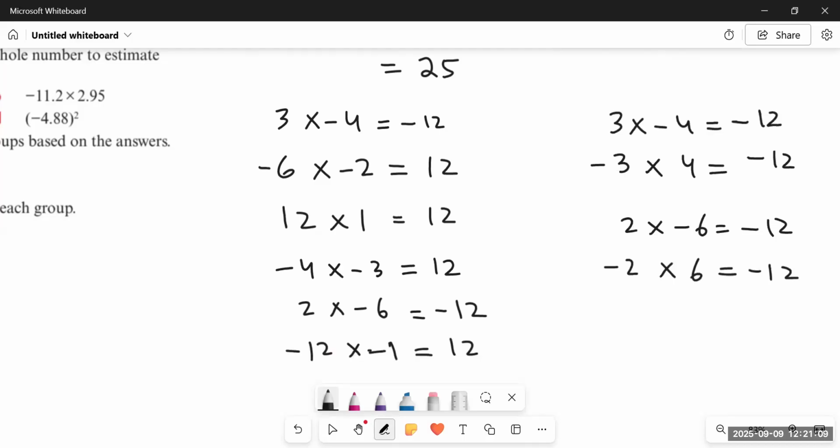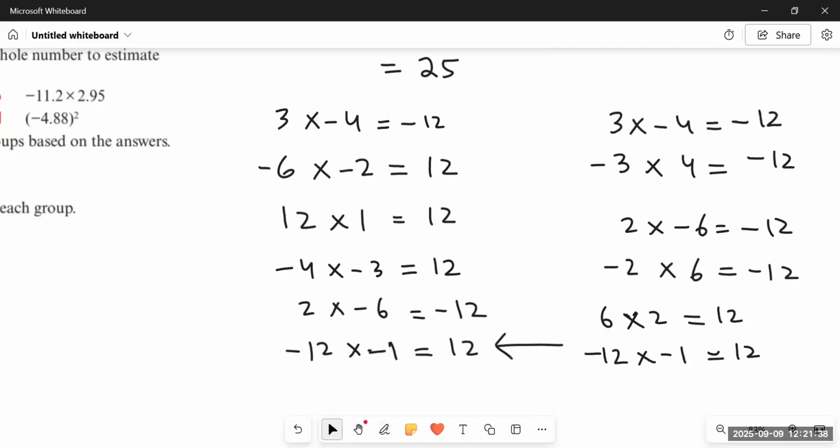And for the positive one, if minus 6 into minus 2 is positive 12, then 6 into 2 would be positive 12 as well. And if 12 into 1 is positive 12, then minus 12 into minus 1 would be positive 12. You see? And then minus 3 into minus 4 is 12. So 4 into 3 would be 12. And that's all.